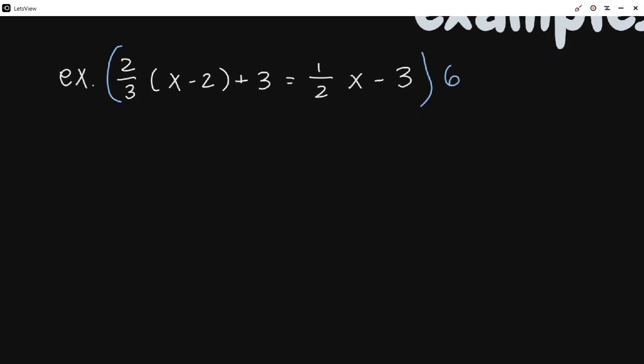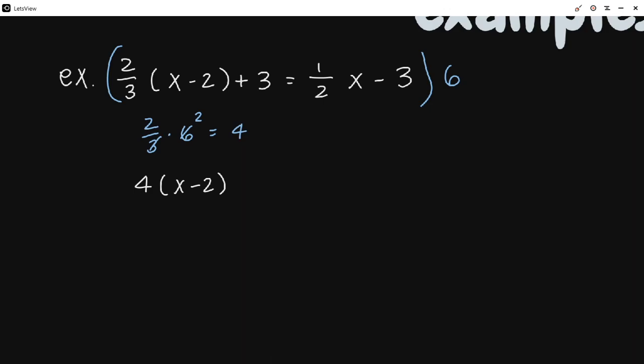So for the first part, 2 over 3, I'll do the work here. 2 over 3 times 6, this will cancel out to 2, so that would be 4. So that'll be 4 times x minus 2. Since the 2 over 3 is being distributed to x minus 2, we don't multiply x minus 2 by the 6. I hope that kind of makes sense.